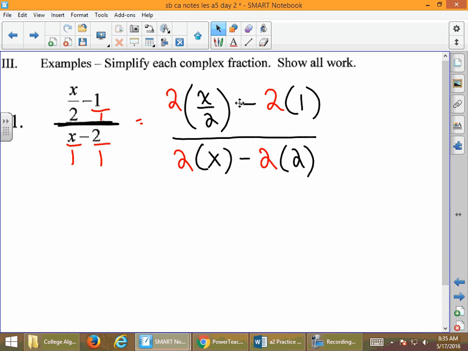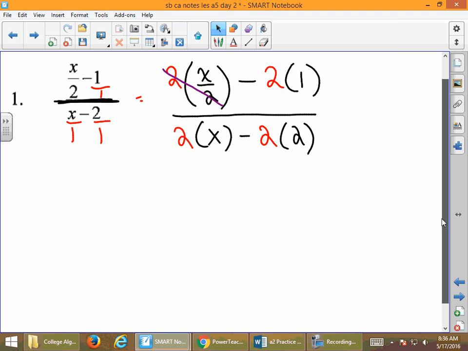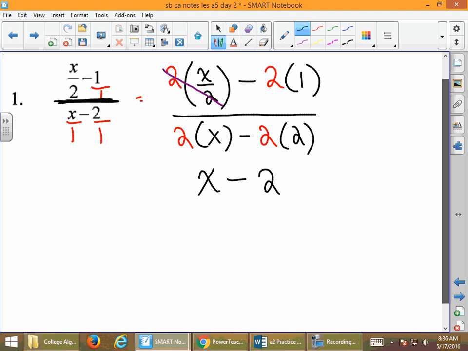When we multiply every piece of this fraction, the 2 here, 2 divided by 2, cancels out, and we're left with 1x. 2 times 1 is 2. 2 times x is 2x. And 2 times 2 is 4. So we found the least common denominator and multiplied it by all of the parts of the complex fraction. Are we done? No. What has to happen now?